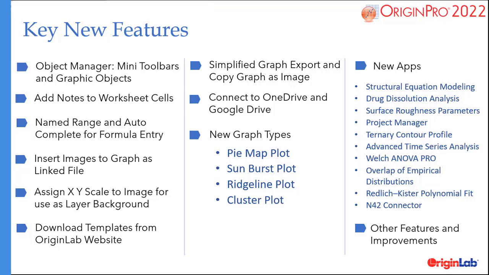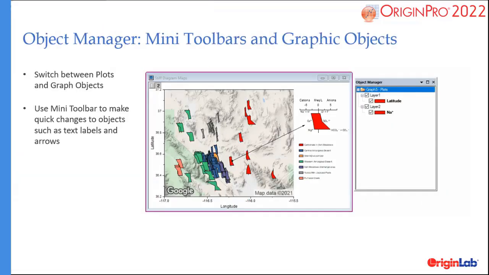graph export and copy graph as image, connect to OneDrive and Google Drive for importing data directly into Origin. Several new graph types have been introduced, such as PyMapPlot, Sunburst Plot, Ridgeline Plot, and Cluster Plot. There is a selection of new free apps available as well. Let's take a look at some of the key features in depth.